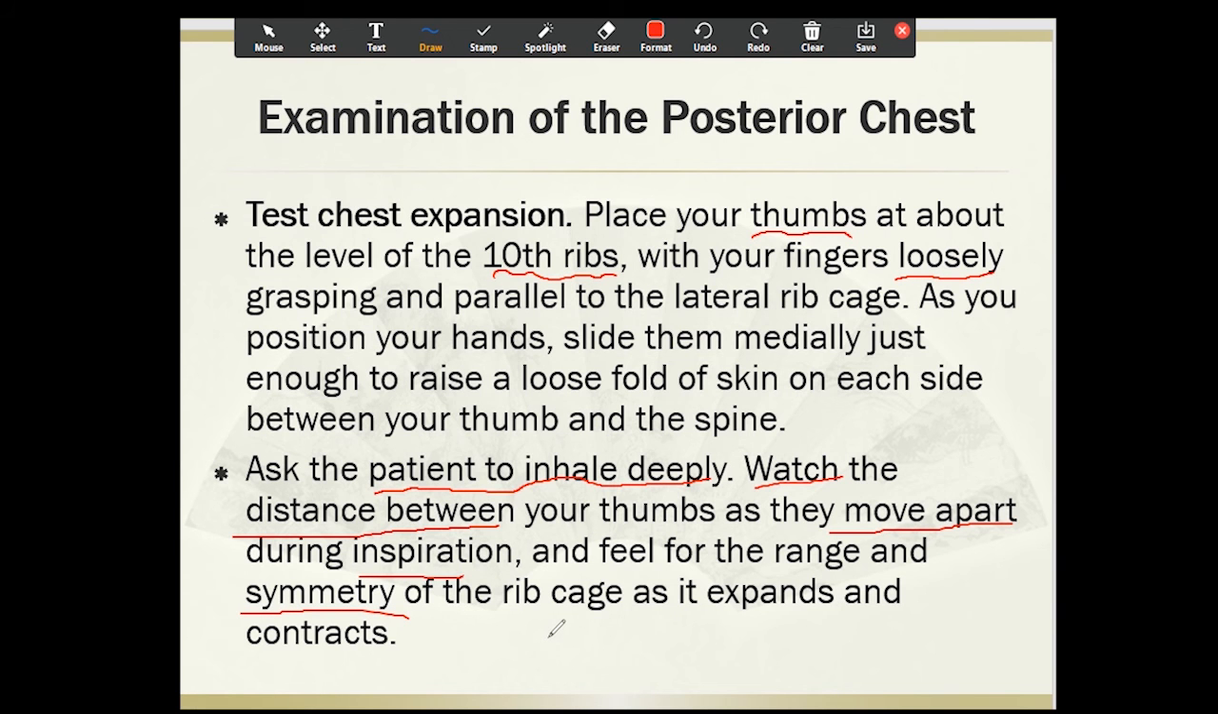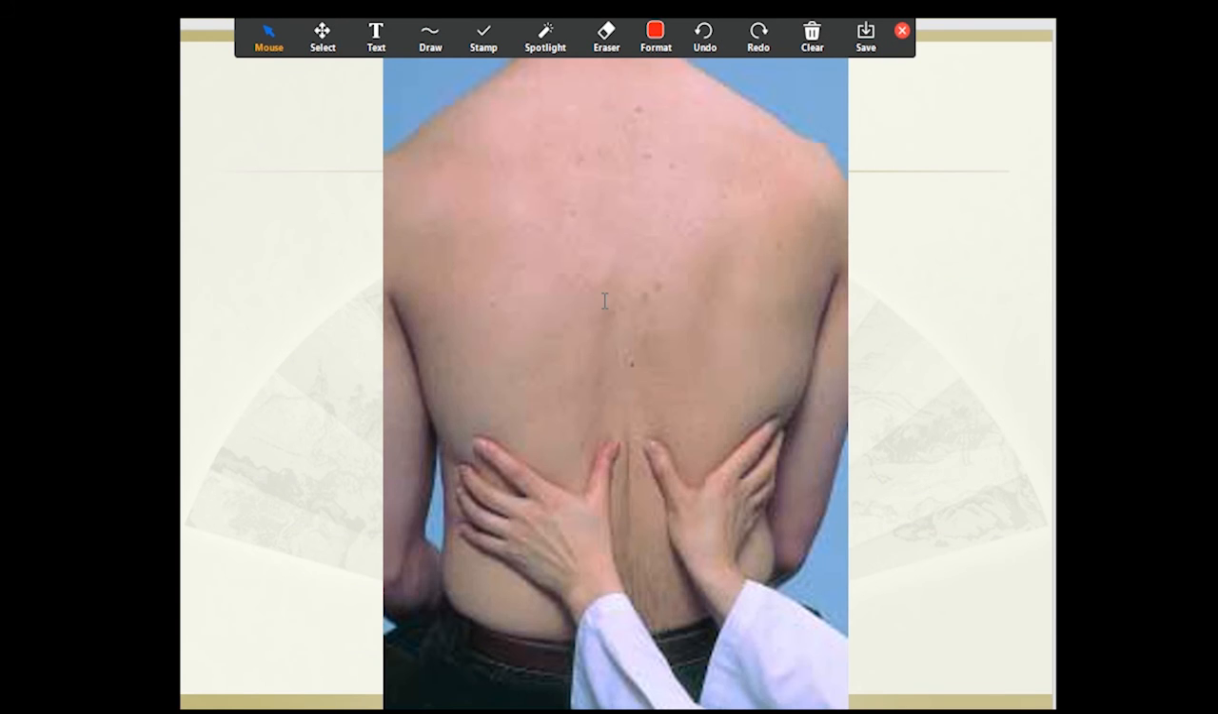That's normal movement. If the patient has illness on one side, the movement will be normal on one side, while the other side is not moving. So that's one examination way to test for chest expansions. It is mainly related to the patient's lung functions.